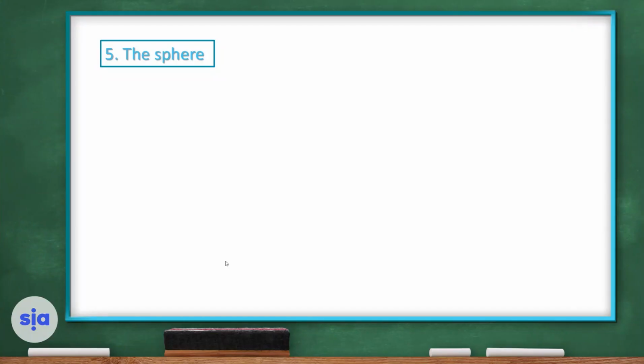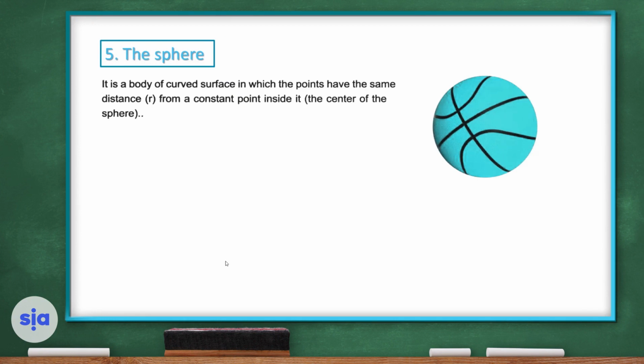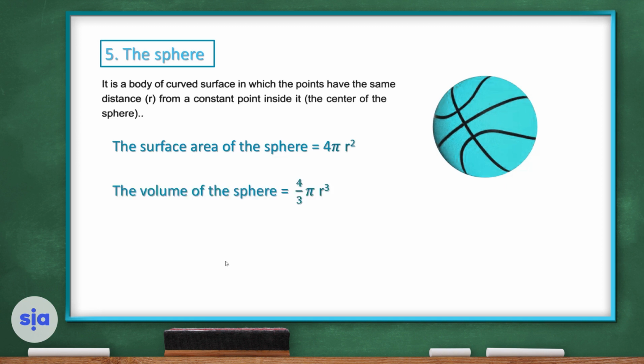The fifth figure that we have is the sphere. What is the sphere? The sphere is like the ball. So the sphere is a body of a curved surface in which the points have the same distance r from a constant point inside it, the center of the sphere. How can we find the surface area of a sphere? The surface area of a sphere is 4 pi r squared, where the volume of a sphere is 4/3 pi r cubed.